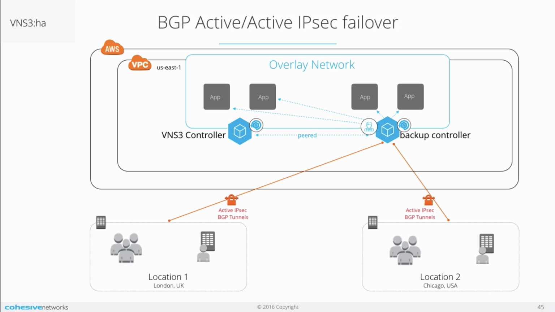We also have the option for BGP Active IPsec failover. Similar scenario, but we use BGP tunnels. And with VNS3 MS and HA, you can do automatic failover for all the VNS3 controllers in your management network.